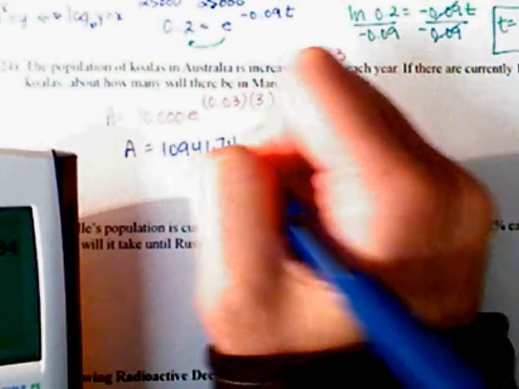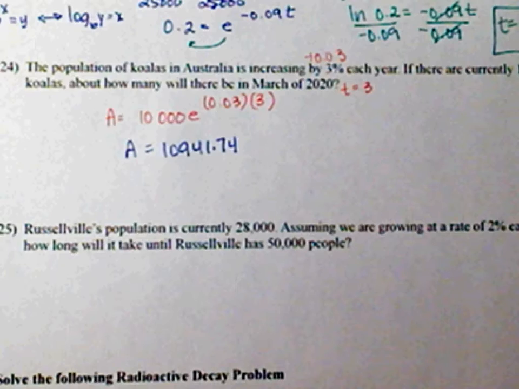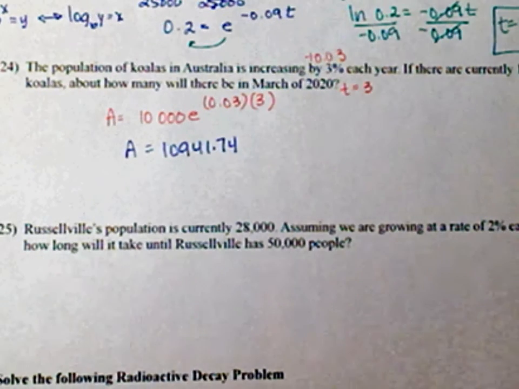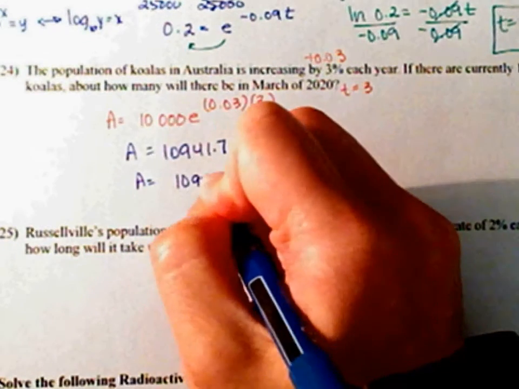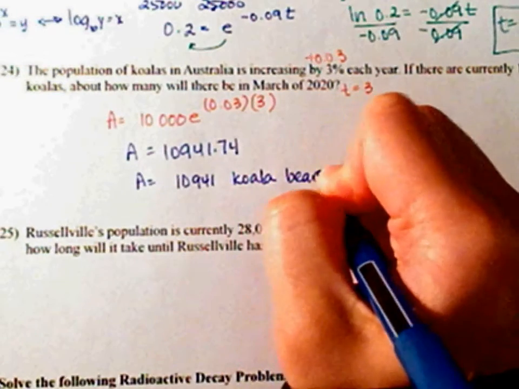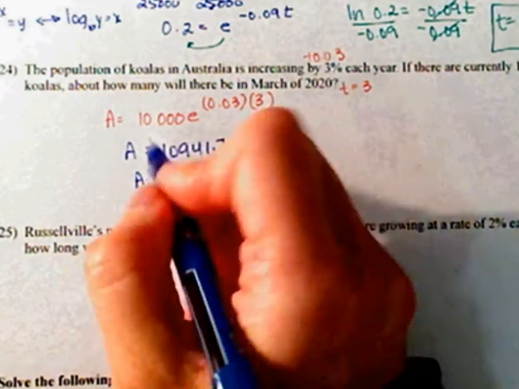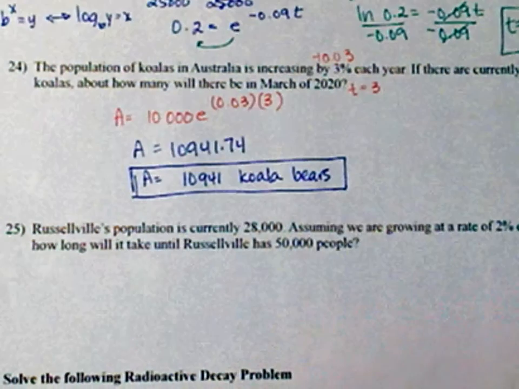Well, A is equal to 10,941.74. Now guys, can you seriously have 0.74 koalas? No, even if their arm is cut off or something, it is still a koala, okay? So the answer is 10,941 koala bears, because they don't have enough for another one. So make sure you round correctly. All right. 25.